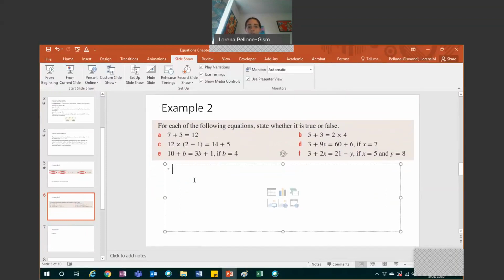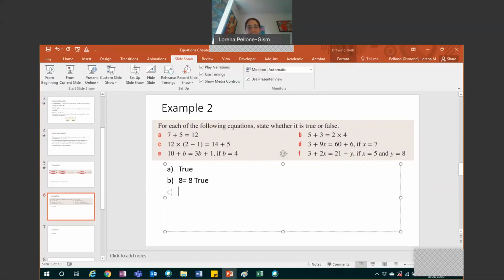Okay, so for part A, 7 plus 5 equals 12 is true because 7 plus 5 does equal 12. Okay, B, 5 plus 3 equals 2 times 4. Well, let's work that out. 5 plus 3 is 8. 2 times 4 is 8. So that is true.